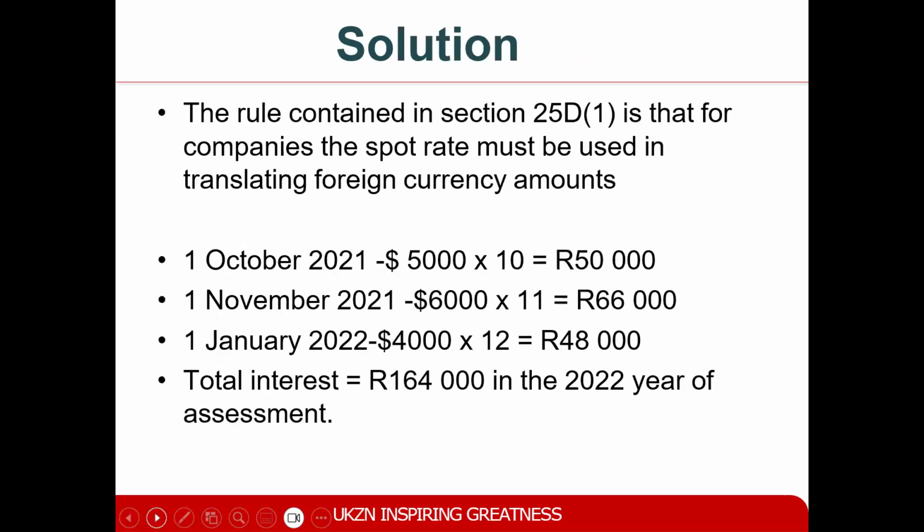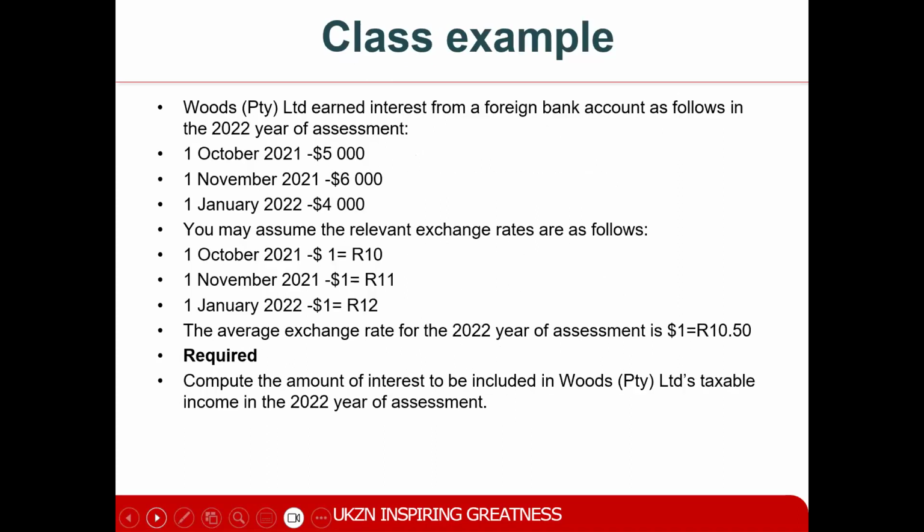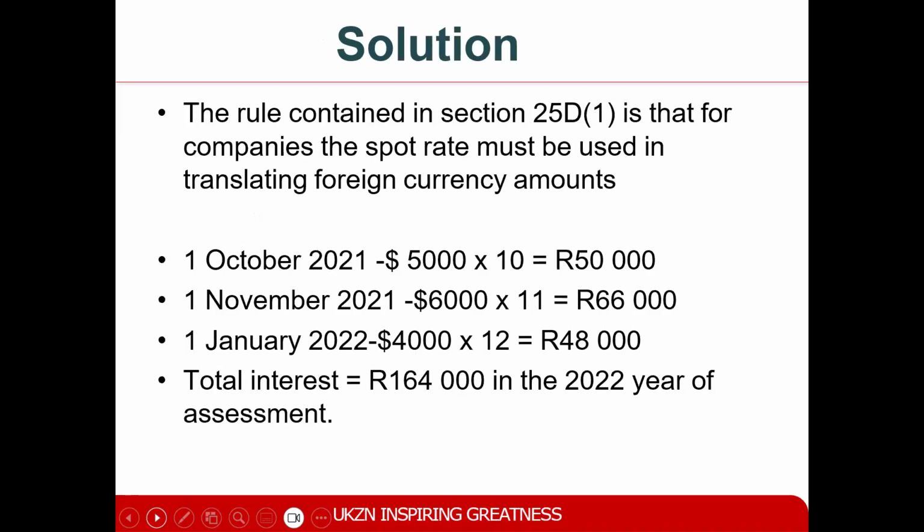All right, so we've got the rule then, which gives companies the right to use perhaps the spot rate, translating the amount. So what does this then mean in this case? In this case, it means we will go to 1st of October. We're going to multiply $5,000 with 10 rand because this was the spot rate at that date. As you can see in the example, that is what happened, which comes to 50,000 rand.